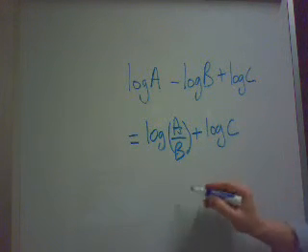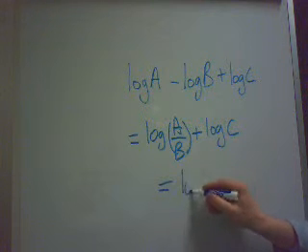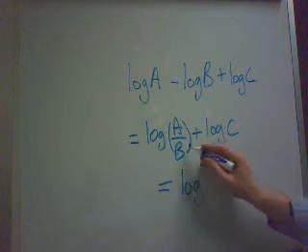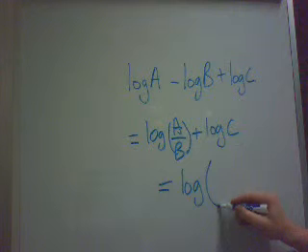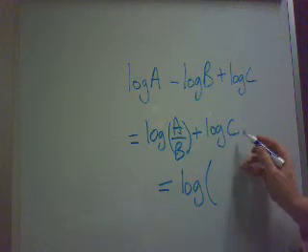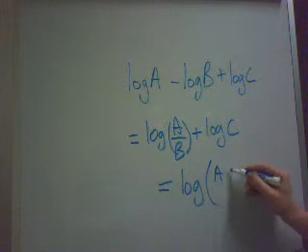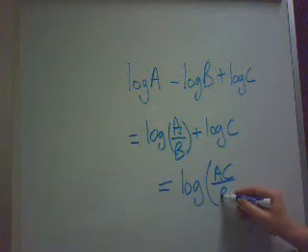If we add 2 logs together, we can just combine the 2 arguments by multiplying them together, so we end up with ac upon b.